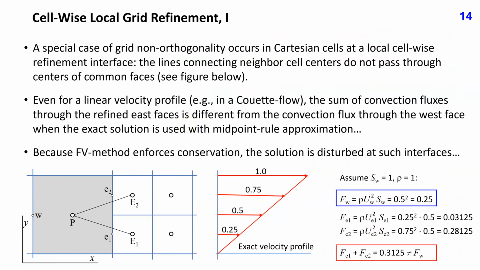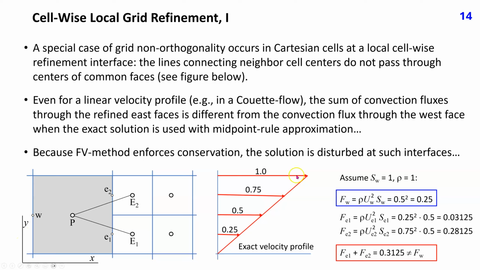A special case of grid non-orthogonality occurs in Cartesian cells at a local cell-wise refinement interface. The lines connecting neighbor cell centers do not pass through the centers of common faces, as shown in this figure. Even for a linear velocity profile, for example in a quiet flow, the sum of convection fluxes through the refined faces E1 and E2 is different from the convection flux through the west face W when the exact solution is used with the midpoint rule approximation.